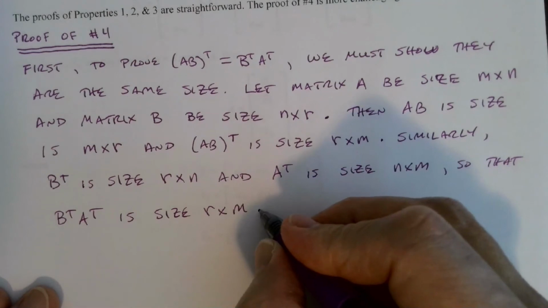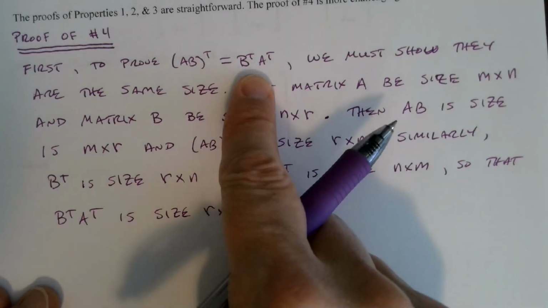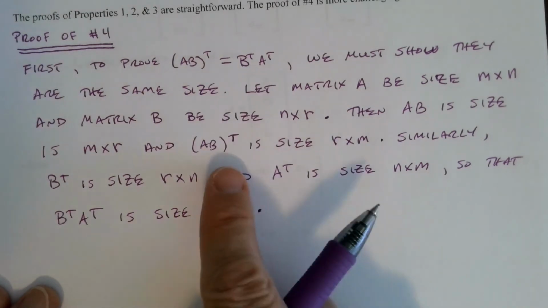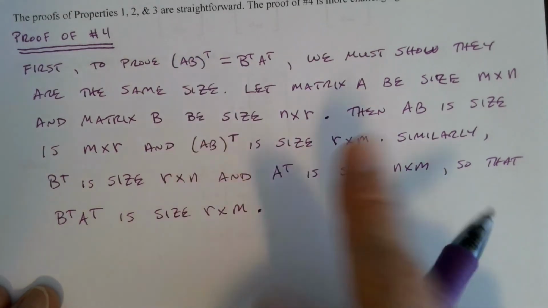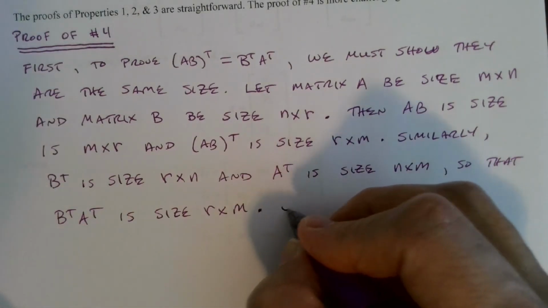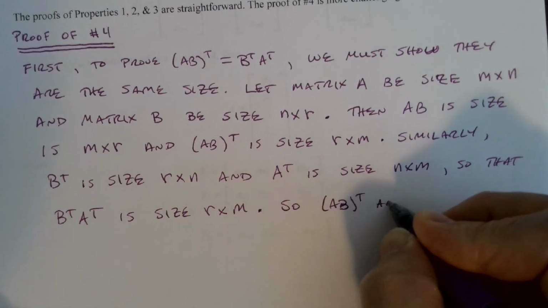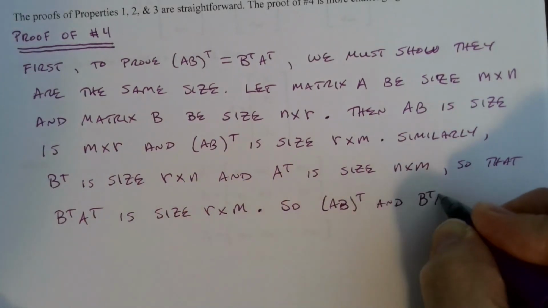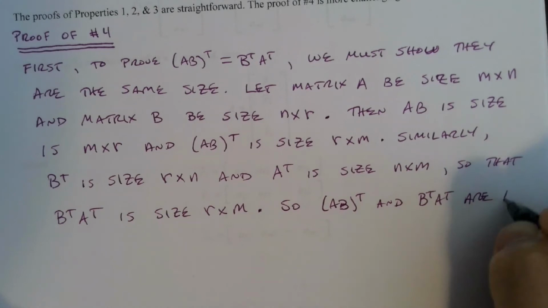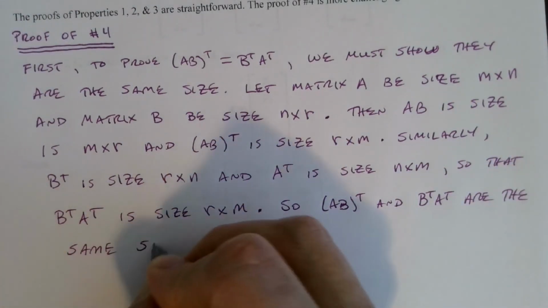And what do we have? B transpose A transpose is R by M. That side is going to be R by M size. And AB transpose, the other side, is R by M. So both sides are the same size. Okay, that's the first part of the proof.